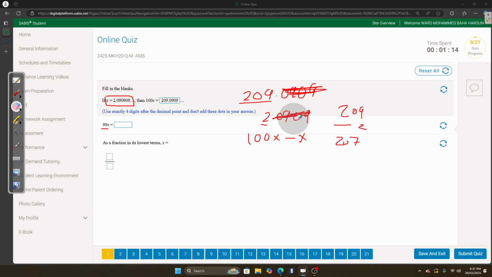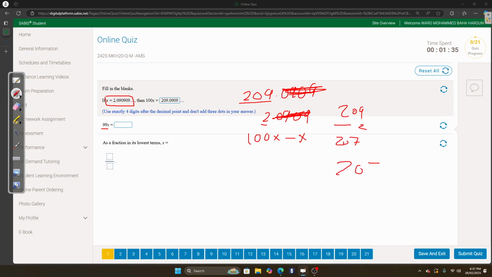Why do you cancel these two? It's just a rule. There's nothing behind it. And why is 100x minus x 99x? It's just like that. 100x minus x is equal to 99x. So we found that 99x is equal to 207.